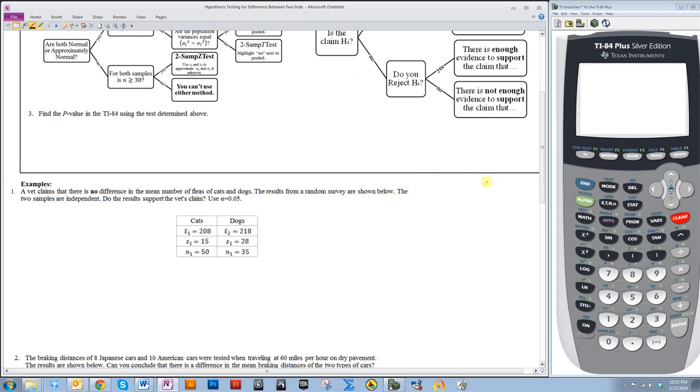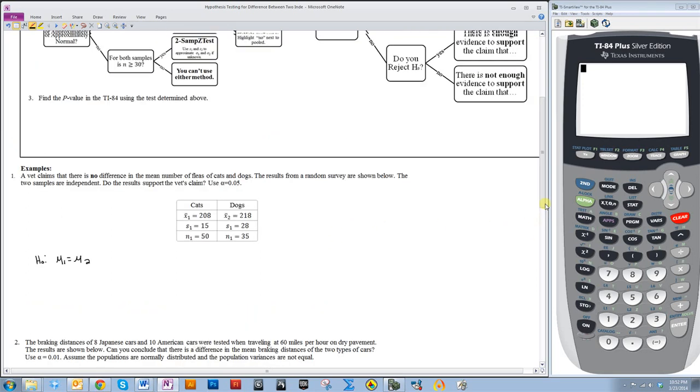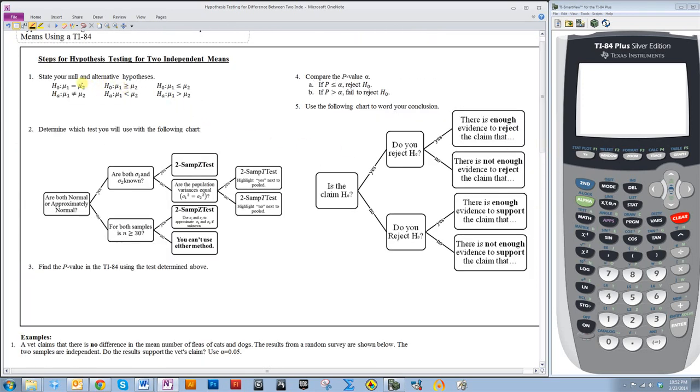So the first thing I need to do is write my null and alternative hypotheses. He's saying that there's no difference between the mean number of fleas of cats and dogs. So he's saying that the mean of cats is equal to the population mean of dogs. Because this has an equal to symbol in it, that means it needs to be a null hypothesis. If you look up here, the null and alternative hypotheses are always the exact opposite of each other. The null hypothesis always has some kind of equal sign in it. And if the null hypothesis is equal to, the alternative hypothesis is not equal to.